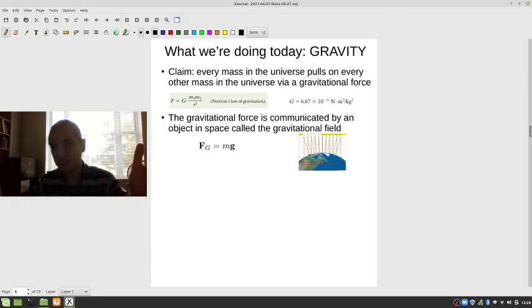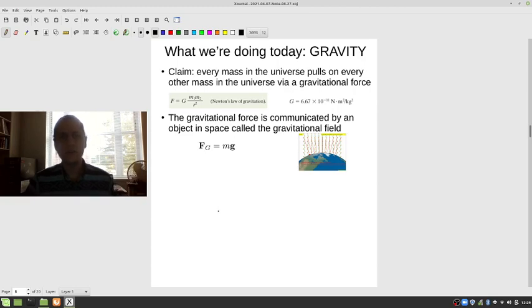Now, in the time since Newton, we have come to think about this in terms of a gravitational field. Of course, some people will want to put it in terms of space-time or whatever, but I think it's useful just to think about this as a field in space for the time being.